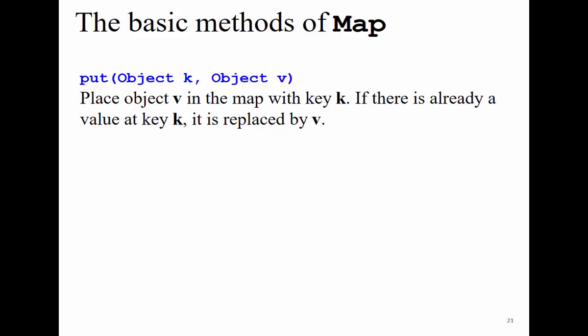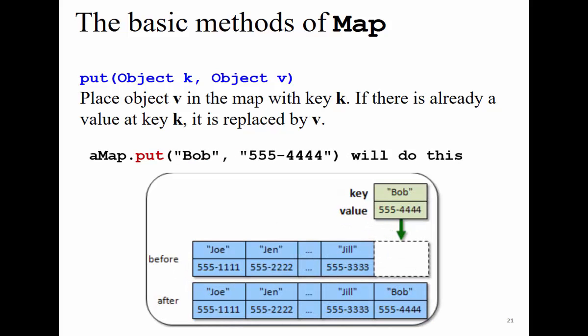What is the basic method that the map interface provided for us? We can put object key with object value. So here the key is an object, and the value is another object. We can insert it inside the map.